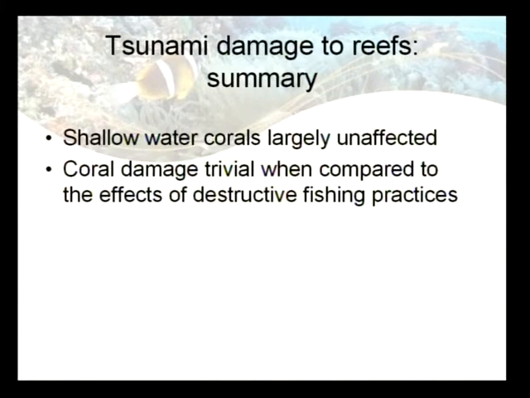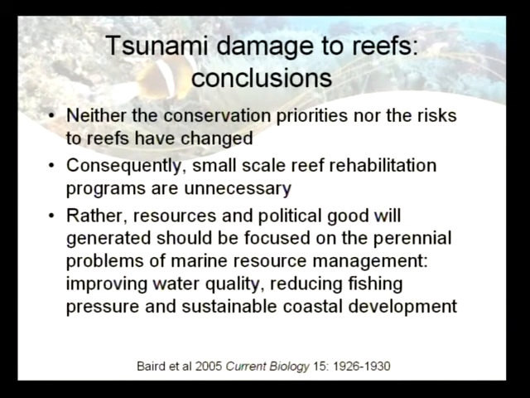So, just to summarise our conclusions as to the impact we saw in the marine environment, the shallow corals were largely unaffected, and the coral damage was trivial when compared to the effects of destructive fishing practices. And the conclusion that we came to was that, in particular, the conservation priorities have not been changed by the tsunami.